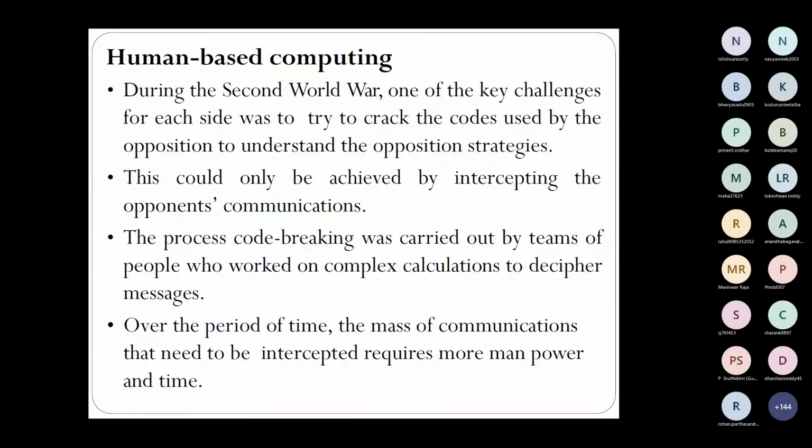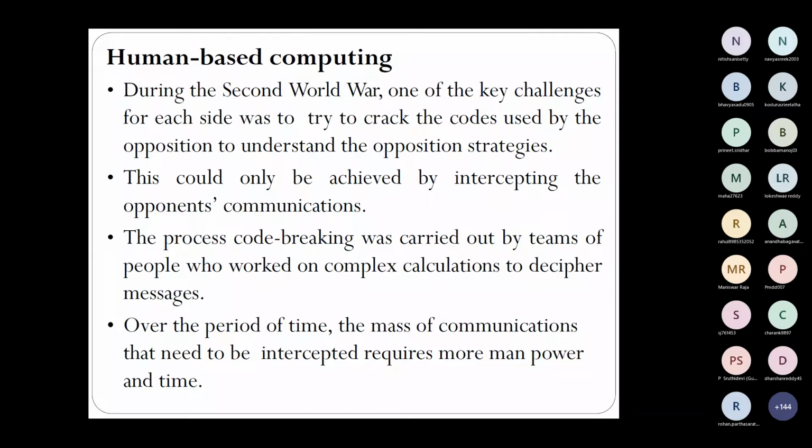And so, we started discussing human-based computing, where we mentioned the Second World War and why computing itself came into the picture. There were secret code messages that were sent, and the opposition side wanted to decrypt or decode the message and understand the opposite team's strategies, so that they can win. So that was one of the main reasons computing came into the picture.